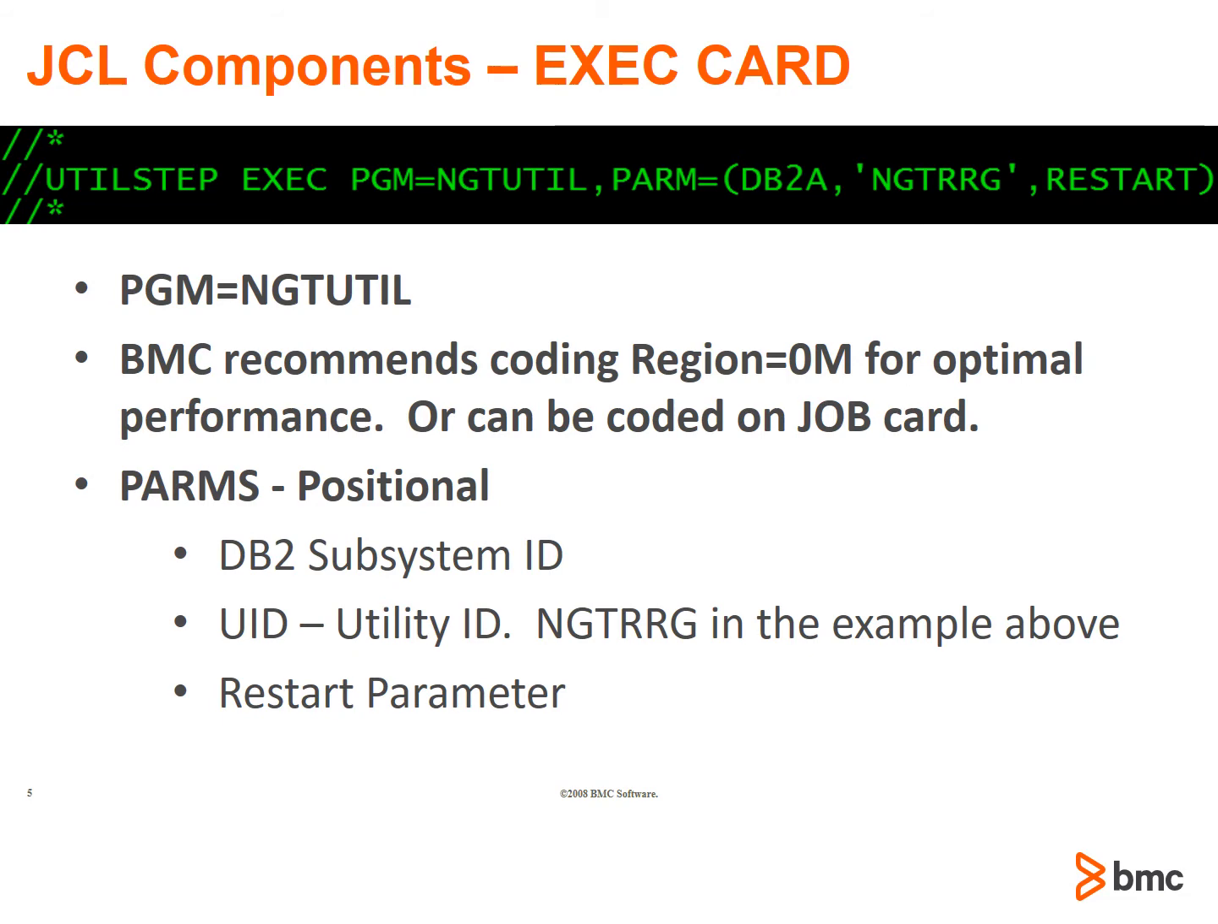The program can be NGT-util or CDB-util. Note that CDB-util will be deprecated in a future release. You can also code a region parm here. There are 3 positional parameters on the exec card. DB2 subsystem ID, which is required, DB2A in this example. Utility ID, NGT-RRG in this example. This is optional and defaults to the job name if omitted. And the restart parameter.